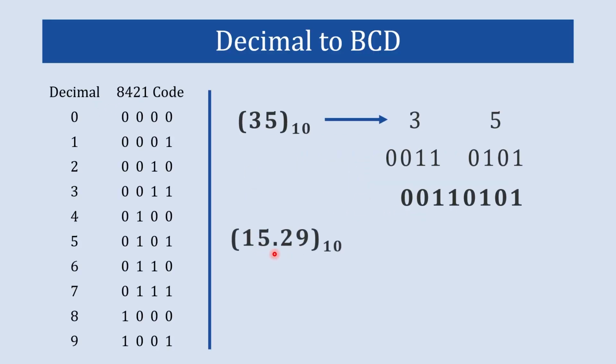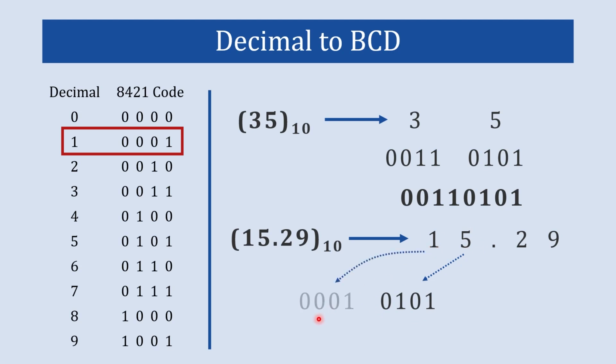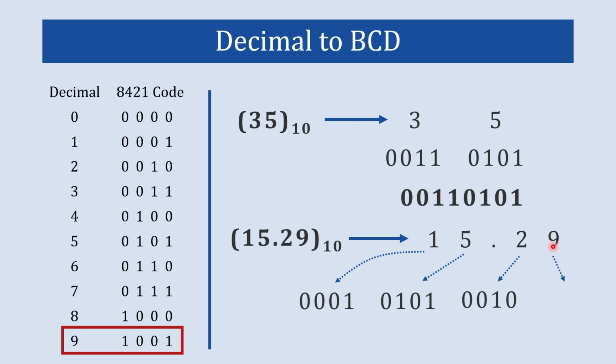Similarly, we'll take another example of a fractional decimal number, 15.29. Here we'll start with the 5. What is the BCD code equivalent to 5? That is 0101. Then the BCD code of 1, that is 0001. Then we'll write the BCD code of 2, 0010. And then the BCD code of 9, that is 1001. Now we'll combine all these together, and we'll keep in mind that we have to place the fraction point in between these numbers.